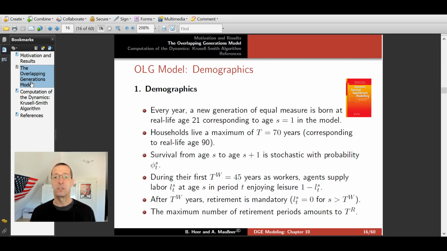Now, since we will study a stationary equilibrium and look at the dynamics around the stationary equilibrium, we will use the same survival probabilities phi_s in every period t. The first 45 years, households are workers, and the final 25 years, they are retirees, and labor supply falls to 0 in old age.